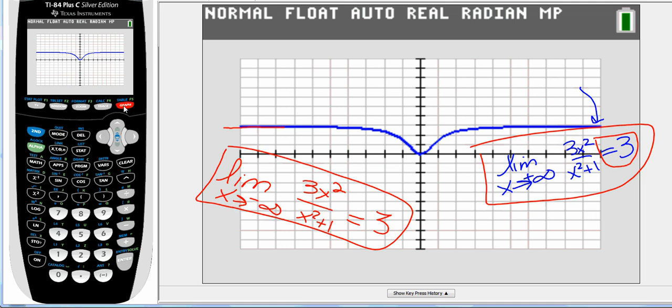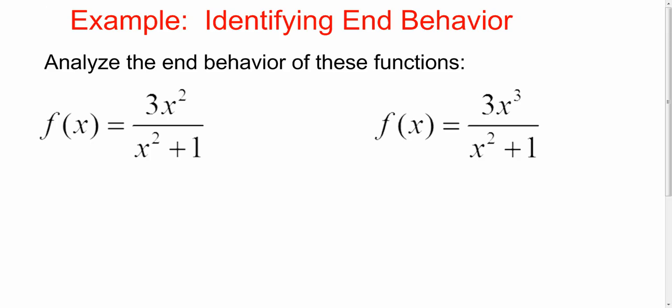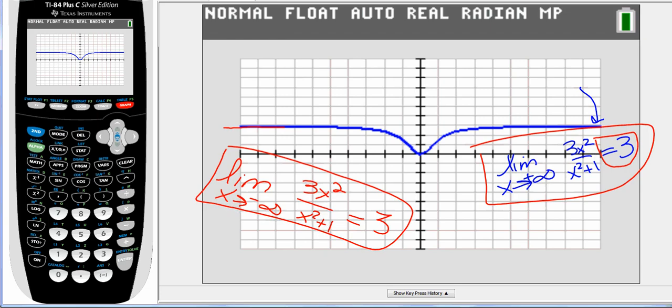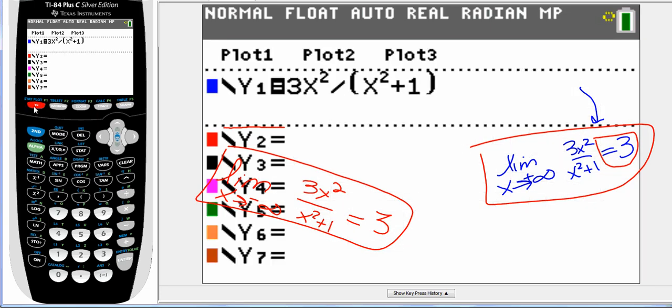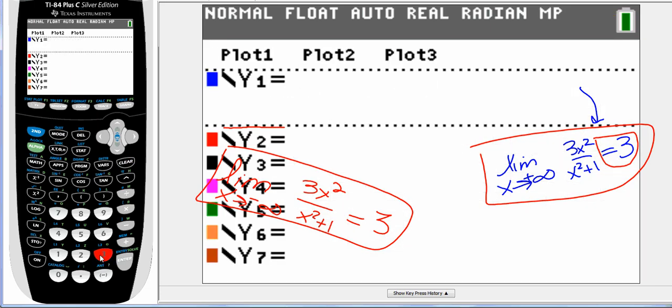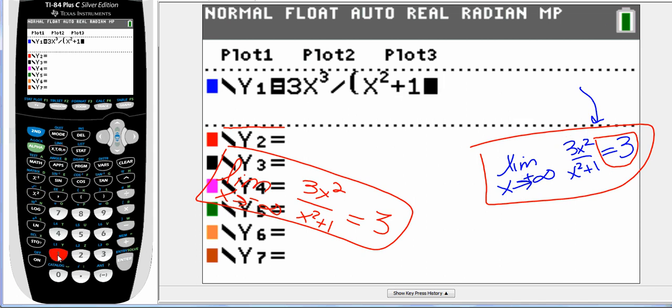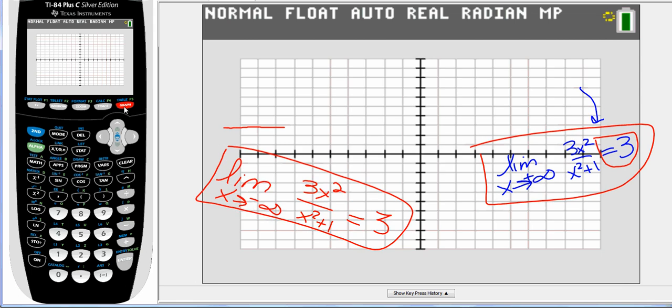All right, and we'll do another one here. 3x cubed over x squared plus 1. All right, go ahead and hit graph.